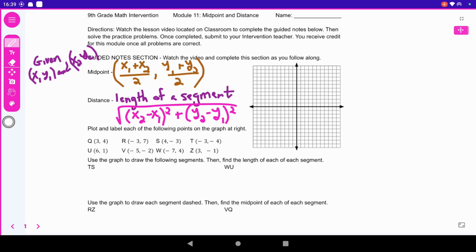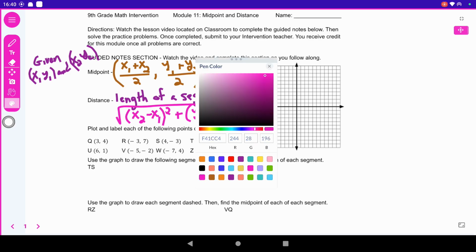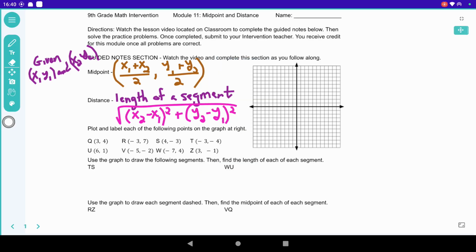And so what I'd like you to do is pause the video, get caught up on your notes, as well as plot each of the 8 points listed on here and then label them on your graph. So when we are labeling or plotting, Q is 3, 4. So you're going to go to the right 3 and up 4. And then you're going to label that as point Q. Make sure you're using a capital letter.